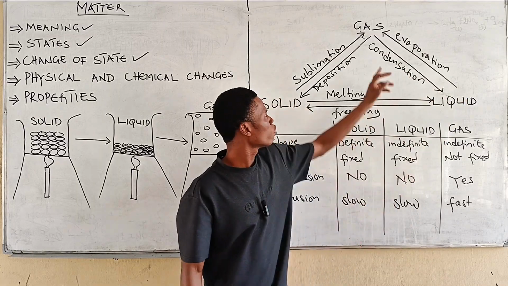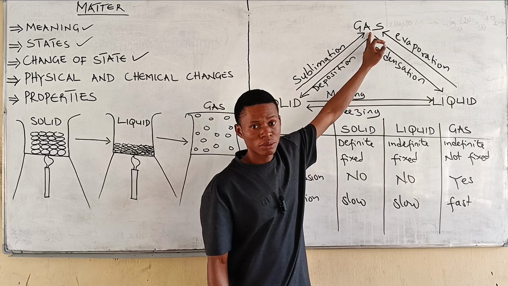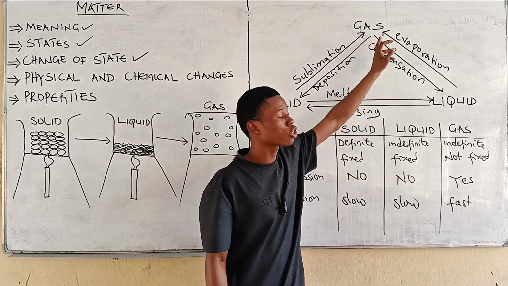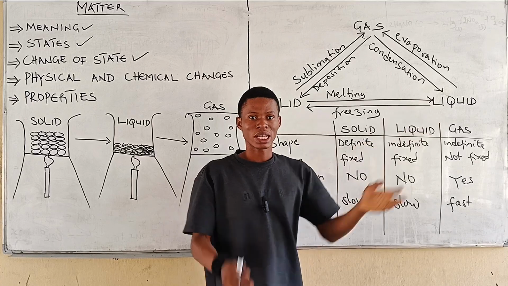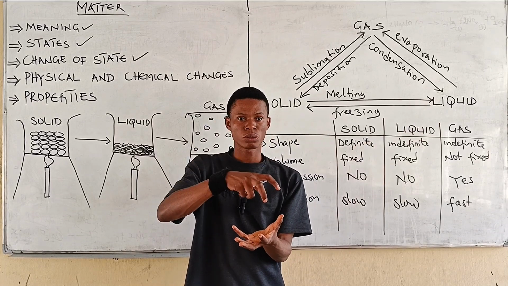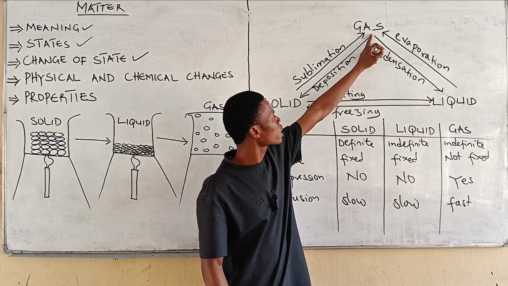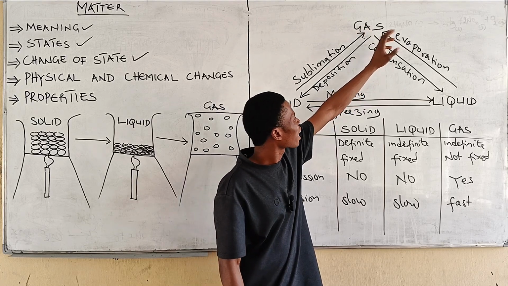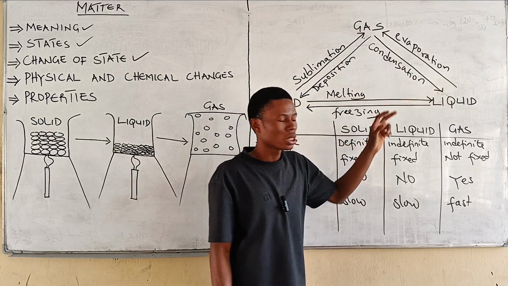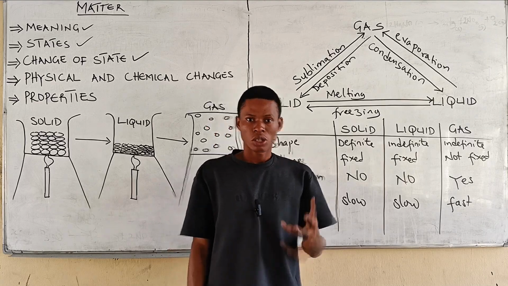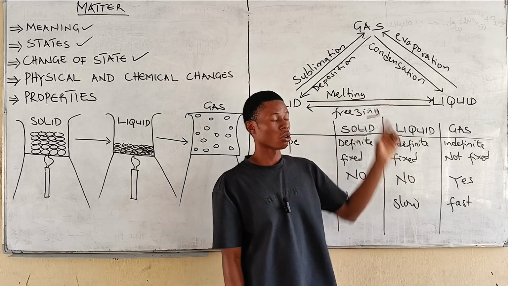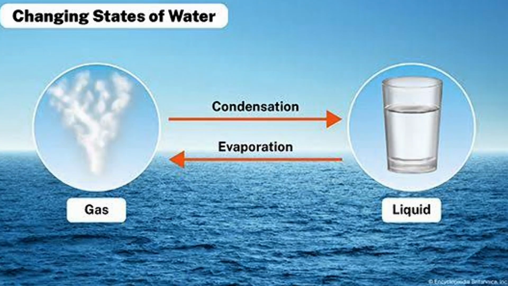Evaporation. But now you notice this gas here, if you reduce the temperature of the gas, it can actually turn back to liquid. If you reduce the temperature of this gas, the gas can return back to liquid. And that process, that change of state from gas to liquid, is called condensation. Now, how many of you have observed this?